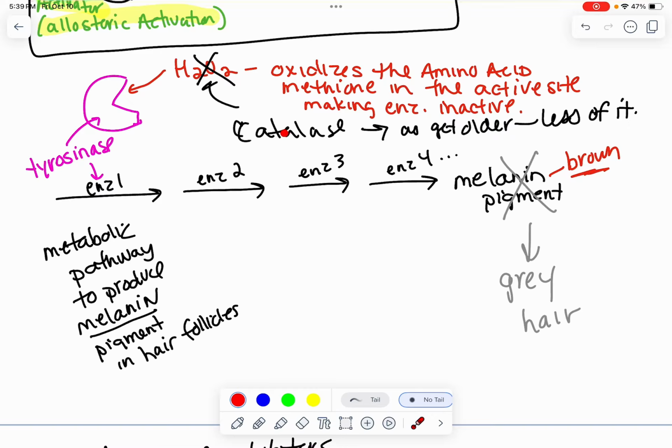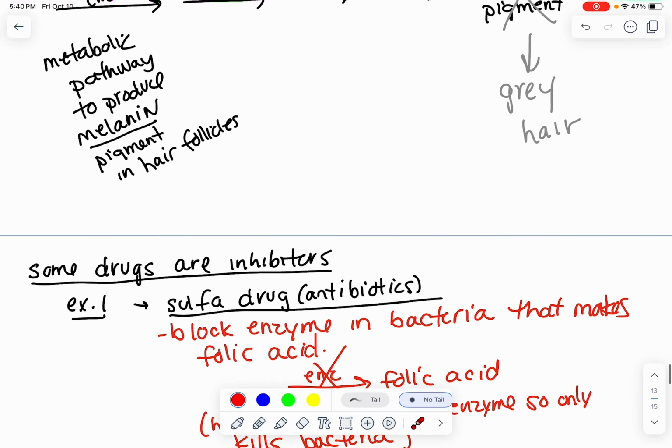So if I don't have catalase to break down hydrogen peroxide, which all cells make as a waste product, and it's toxic, then as you get older, you have less catalase to break it down. So the hydrogen peroxide acts as an inhibitor to tyrosinase, which is in this pathway to make pigment. So you're basically not making melanin anymore when you get older, and gray hair is just what hair looks like with no pigment. I just thought that would be interesting.